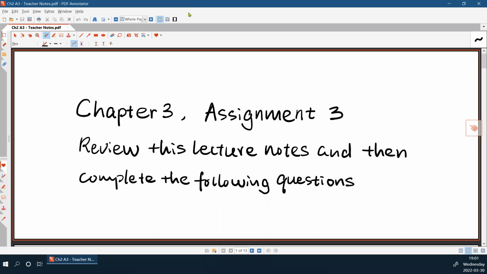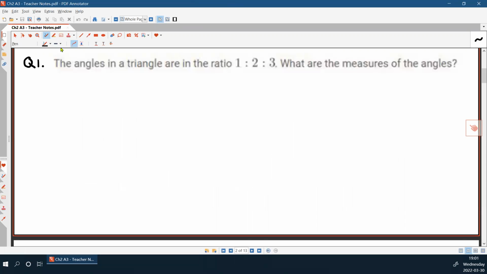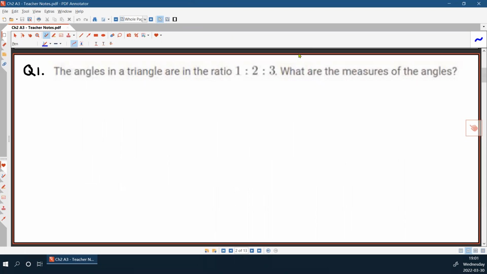All right, let's have a look at the solutions of assignment 3, chapter 3. Question 1. The angles in the triangle are in the ratio 1 to 2 to 3. What are the measures of the angles?